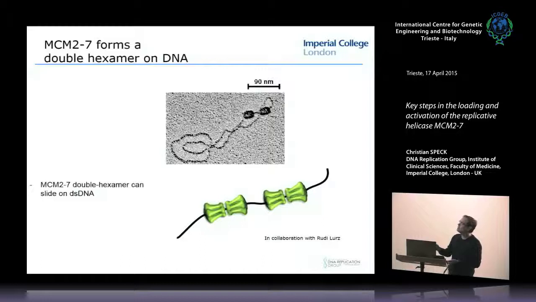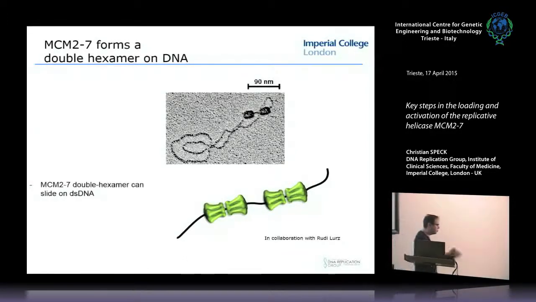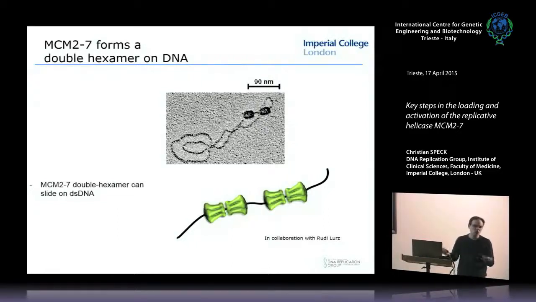Interestingly, this MCM double hexamer can slide on top of DNA. So RNA polymerase can go through the replication origin and push the MCM double hexamer away. And there was actually a phenomenon called the MCM paradox, because people were observing MCM proteins at sites where you don't get DNA replication, and they were always very confused, how could that happen? And that's actually an explanation, because you load at every origin 10 or 20 copies of this MCM double hexamer, and you probably push most of them away from the replication origin.